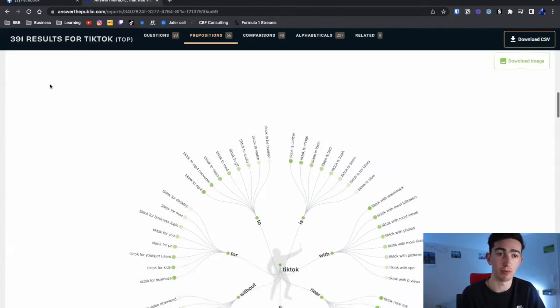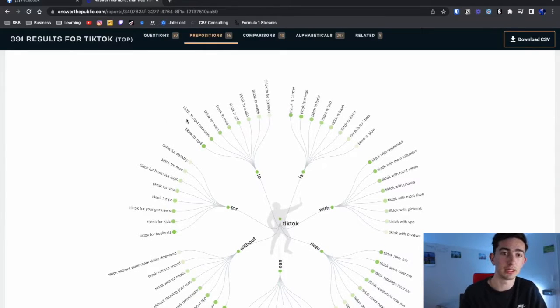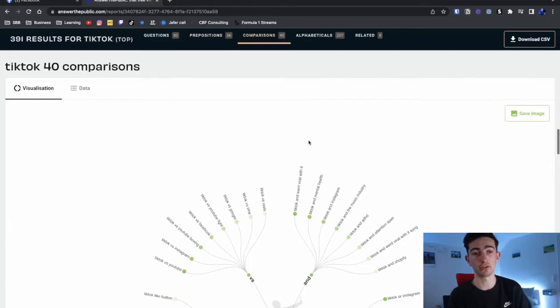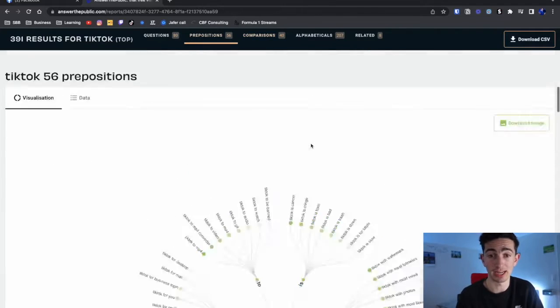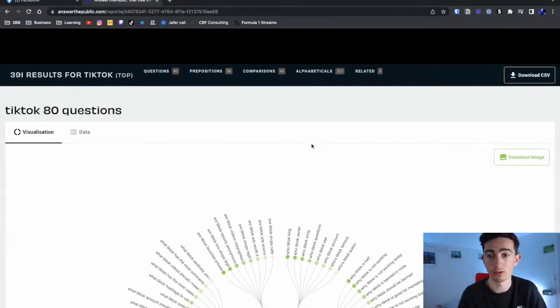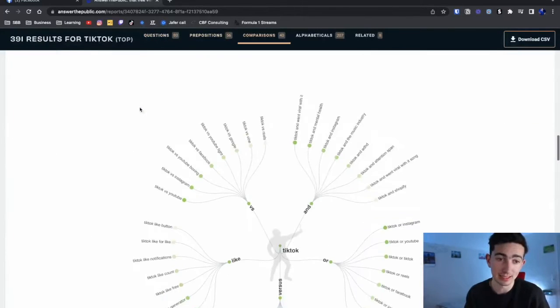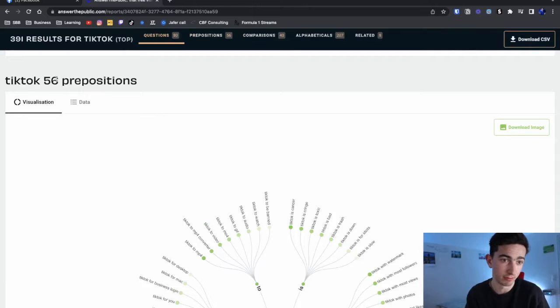And then you have some prepositions, which is TikTok to MP4 converter, TikTok to MP4, actually the same question, TikTok for business, TikTok without watermark, TikTok without an account, TikTok without app. These are all things that people are asking or generally curious about, and that's what you want to answer. You have no excuse. You have 80 questions. Some of these questions are the same, but let's say 60 of them are different. You have 60 content ideas, and that's a lot. And if you go down, you have 56 here again.